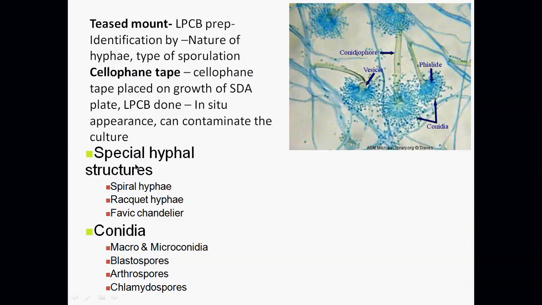Now you can see various types of special hyphal structures like spiral hyphae, racket hyphae, favic chandelier, and different varieties of conidia in these LPCB preparations, like macroconidia, microconidia, blastospores, arthrospores and chlamydospores. Now depending upon all these morphological features, we usually further go for identification of the fungi.